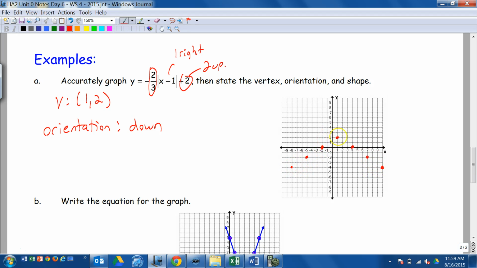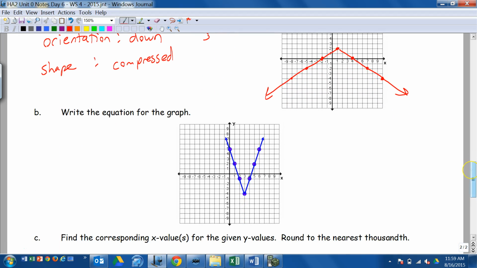I like to do as many points as possible. And if you're not sure whether this is compressed or stretched, look at this value. 2/3 is less than 1, so that means that the shape is compressed. Which makes sense, because when you push it from the up and down direction, it makes it wider. So we would say that was compressed more. Push down. Okay.